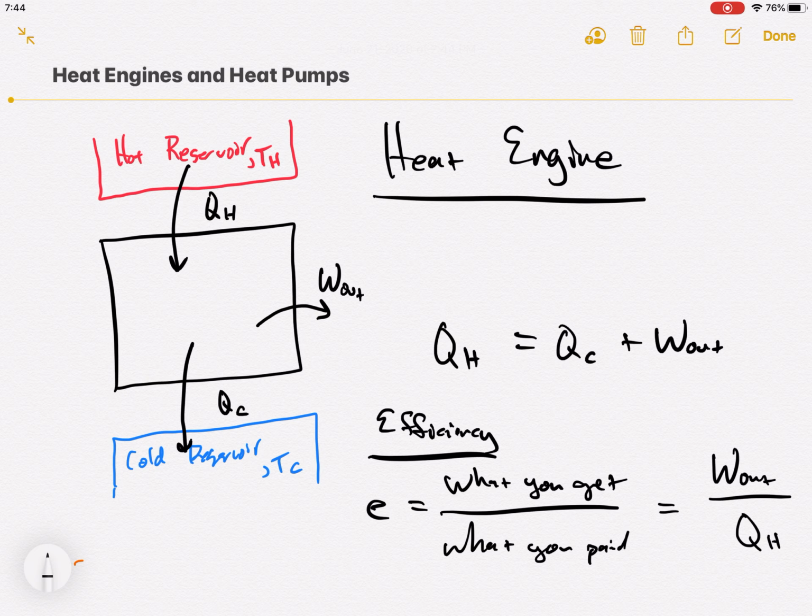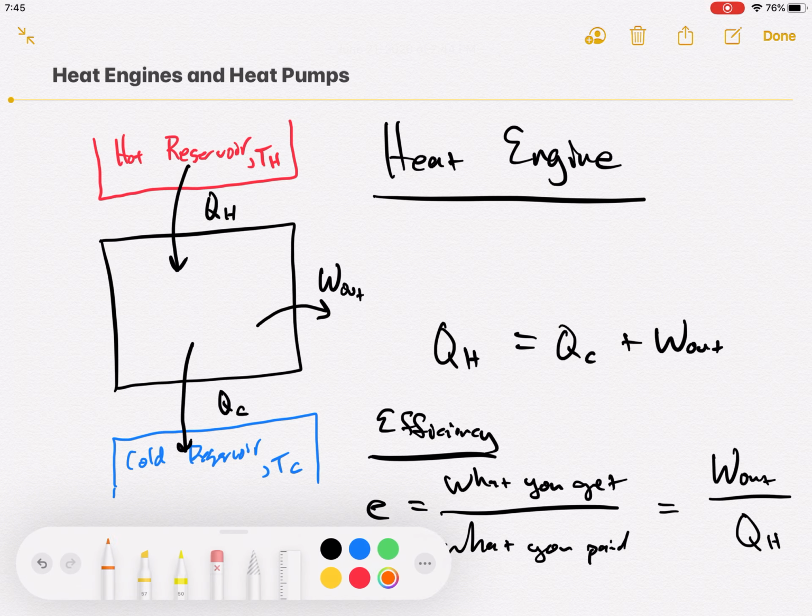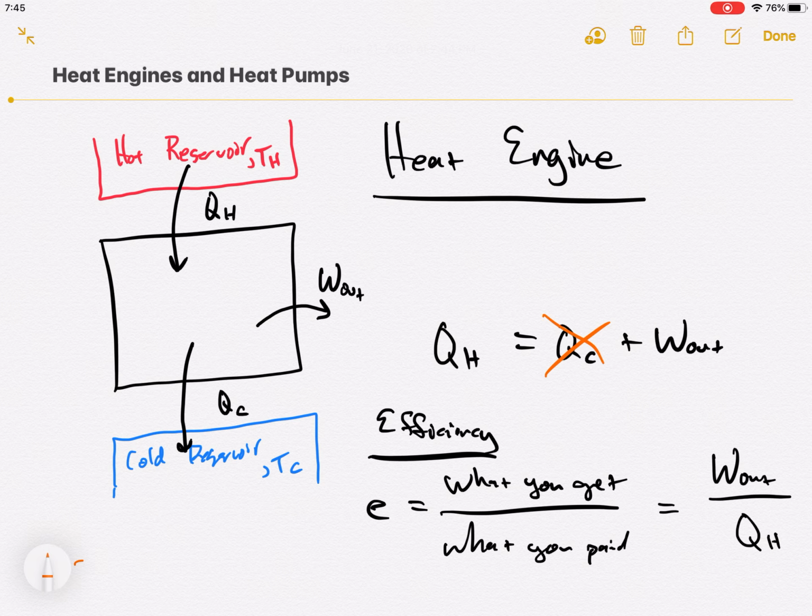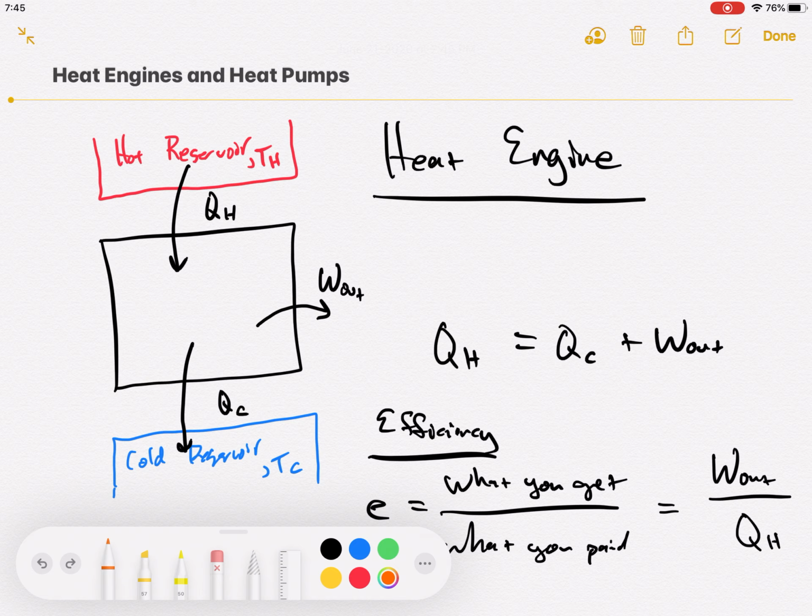So what's the best efficiency we can do here? Well, wouldn't it be great if we could just say, what if we didn't have to exhaust anything? What if we could turn all of Q hot into work out? Then efficiency would be 100%. That would be great. 100% efficiency would be fantastic. But that is not realistic. So we have to bring that back. Why isn't it realistic? Why can't we do that?